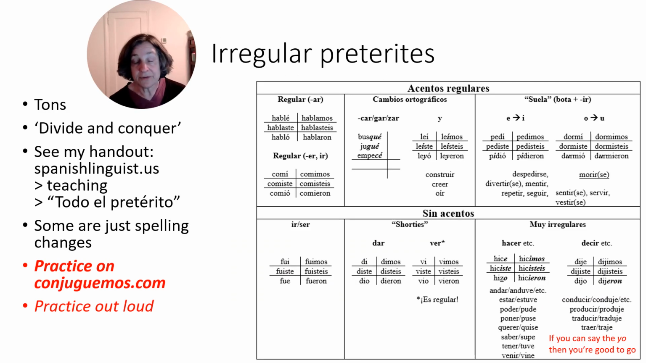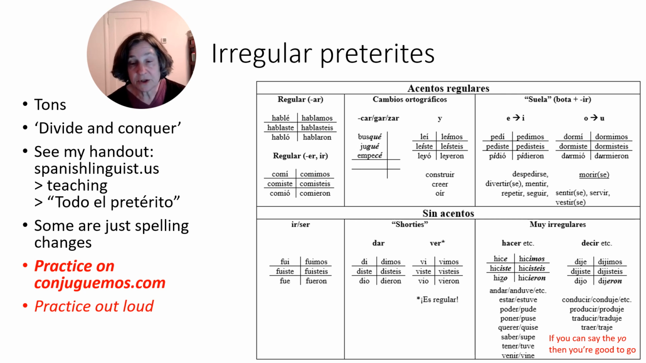The conjugation of the preterite is complicated by the fact that there are tons of irregulars. In order to master them, I recommend that you use a divide and conquer strategy. And you can go to my website, SpanishLinguist.us, and download the Todo el Pretérito handout on the teaching page, and you'll see this nice table which breaks up the different categories of preterites. So on the top, we have the verbs that have that regular accentuation pattern: hablé, hablaste, habló. So here's regular AR, regular ER, and IR.